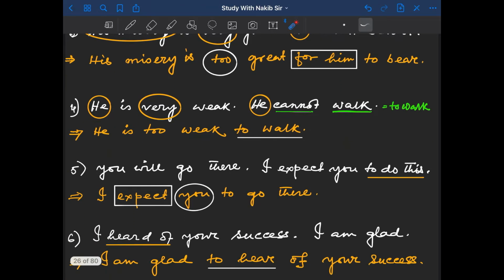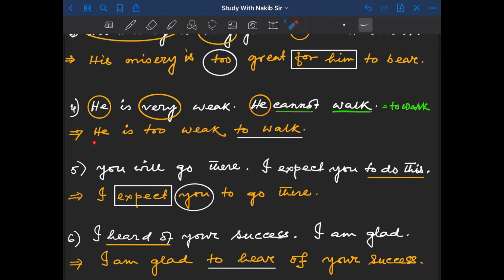Now see the next example. He is very weak. He cannot walk. He is the subject here, so there is no problem. The same subject. So he is very weak. You know, when very is combined in a simple sentence, very will be too. So he is too weak now. And in too, this not is combined. Not is condensed.